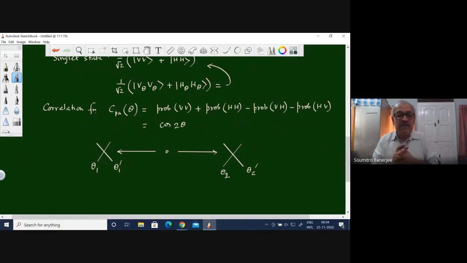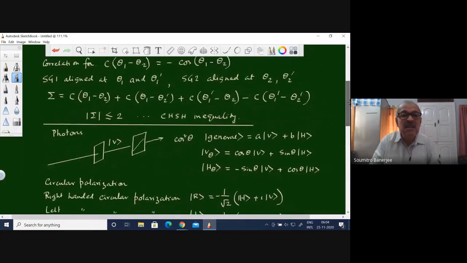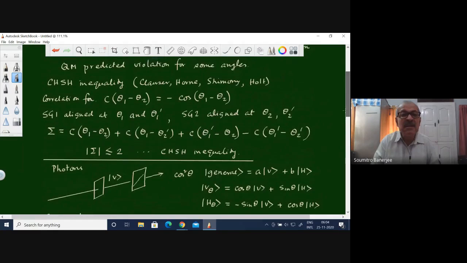So effectively, I have four possible angles in which this can be measured, and what it is actually following is the CHSH prescription, that the SG1 apparatus is oriented at angle theta 1 prime, theta 2 prime. Instead of SG1 apparatus, they simply had polarizers. And how many photons go through, they measure by actually measuring the intensity of light at the other end. That was a relatively simpler experiment.